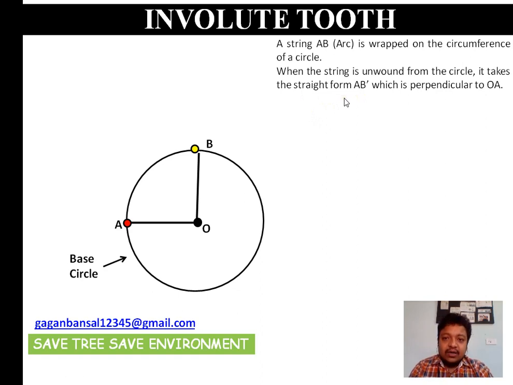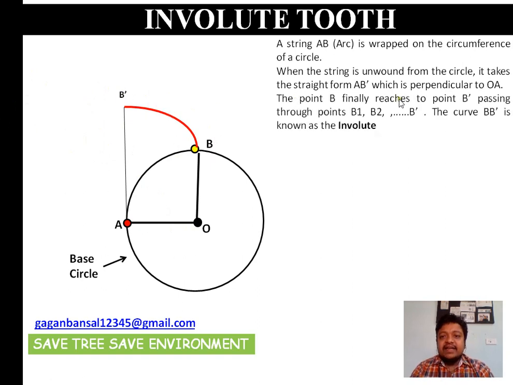You concentrate on the theory as well as the representation. When this string AB is unwound from the circle, it takes the straight form AB dash, which is perpendicular to OA. What I mean to say is, if I unwind this string AB, it will take this path which is shown by this red. Let this edge be B dash. So this AB dash is perpendicular to OA, and this BB dash is your involute profile.